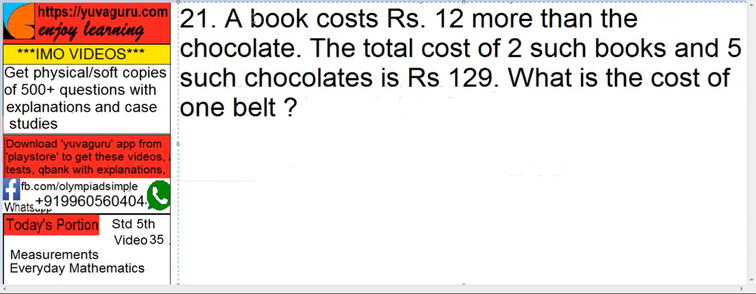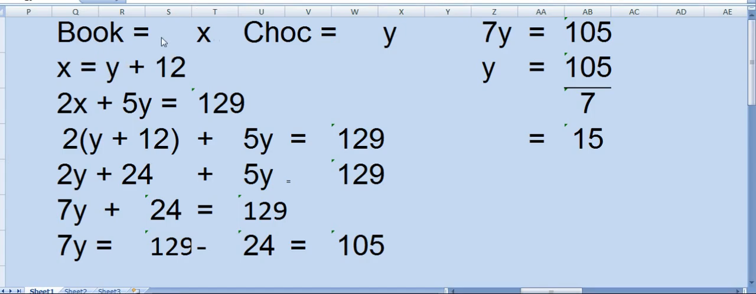Next, a book costs rupees 12 more than the chocolate. The total cost of two such books and five such chocolates is rupees 129. What is the cost of one chocolate? Here, let the cost of book be x and chocolate be y.